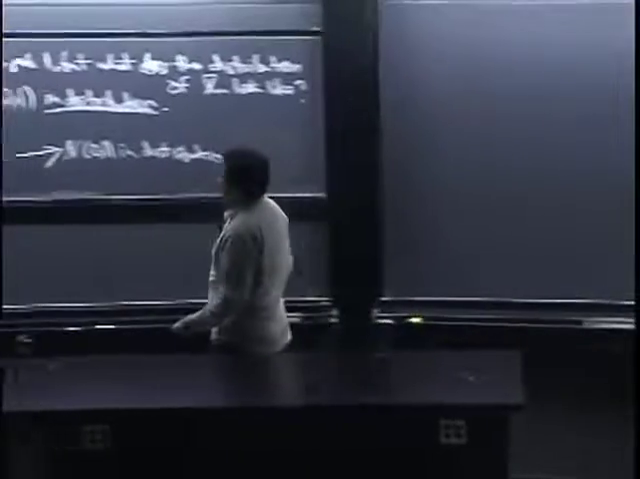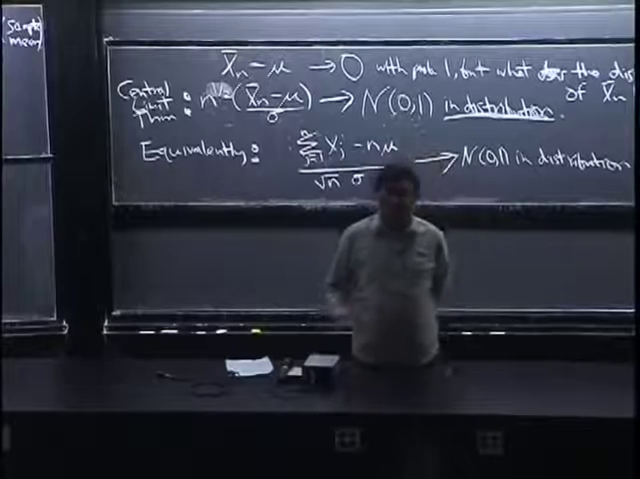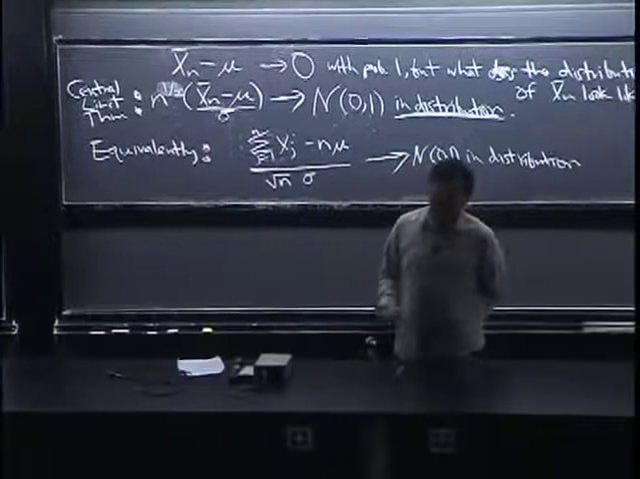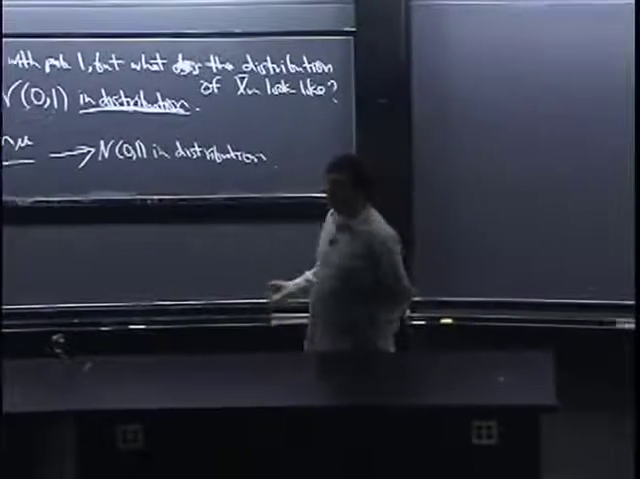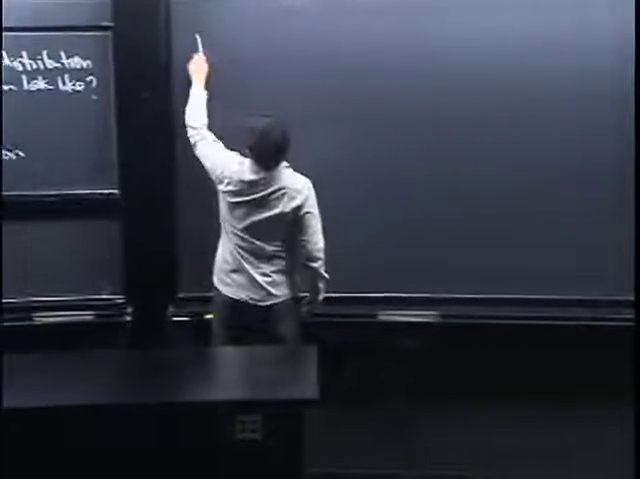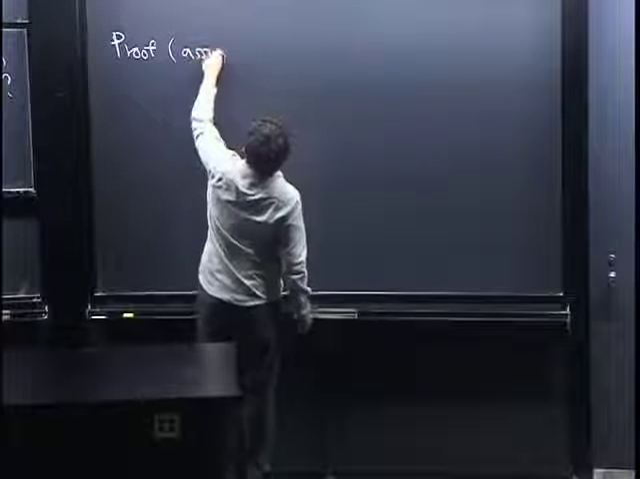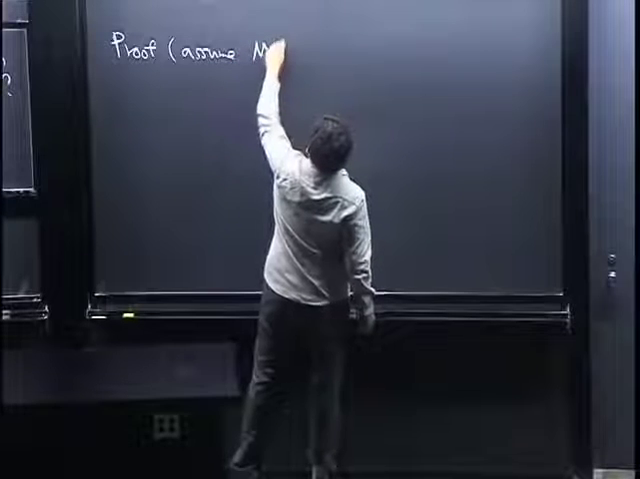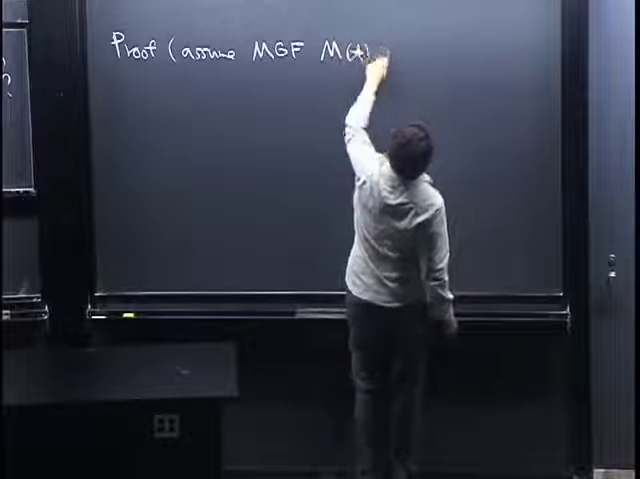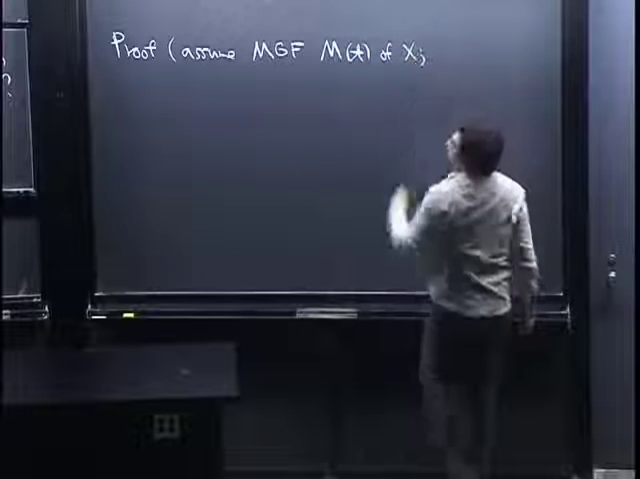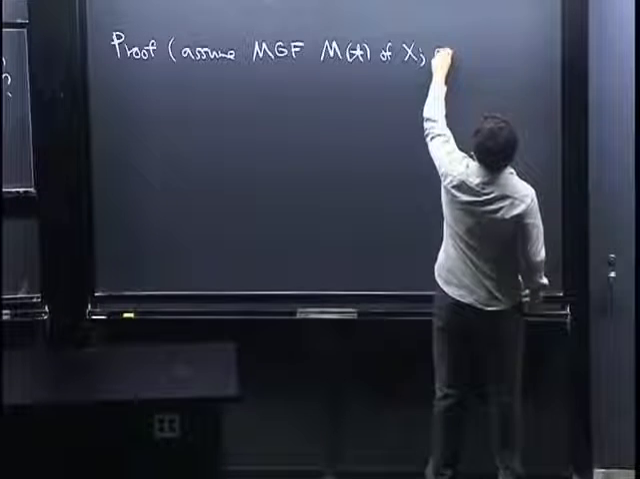Because when you see a sum of independent random variables, we know the MGF is going to be something useful if it exists. And there are ways to extend this proof to cases where the MGF doesn't exist. But for our purposes, we may as well just assume the MGF exists. So assuming the MGF, let's call it M of t, of xj. They're IID, so if one of them has an MGF, they all have the same MGF. We'll just assume that exists.